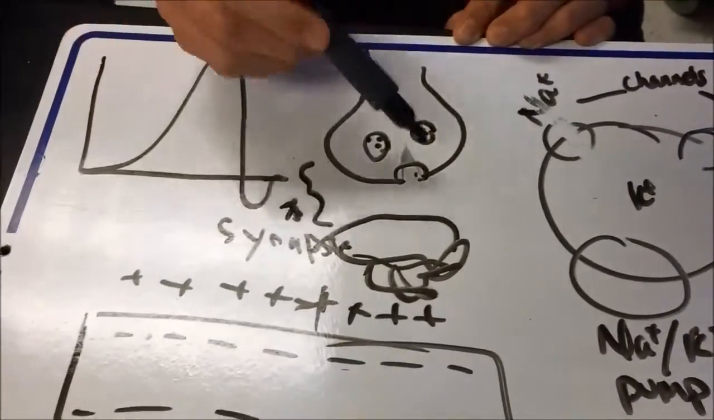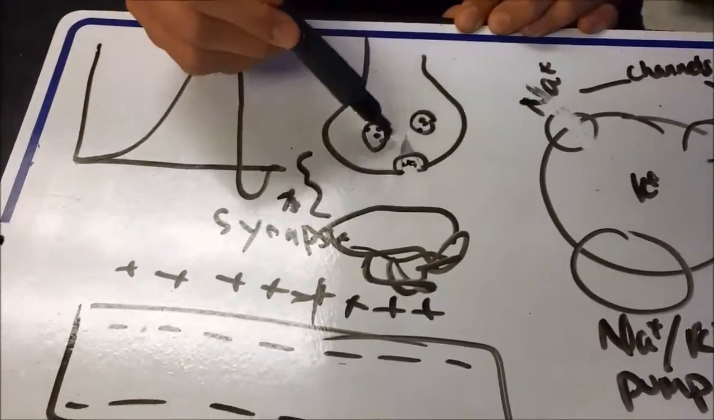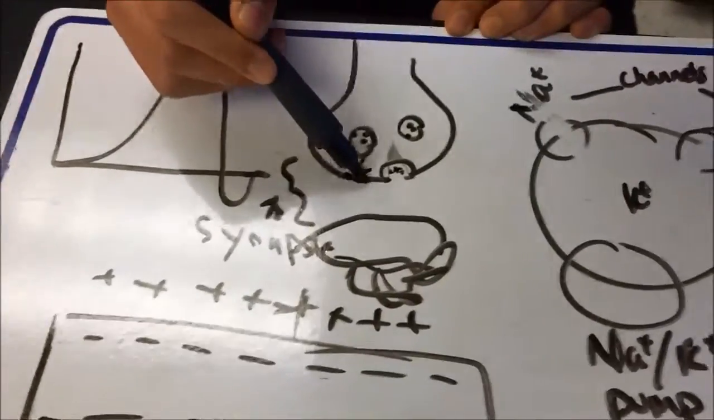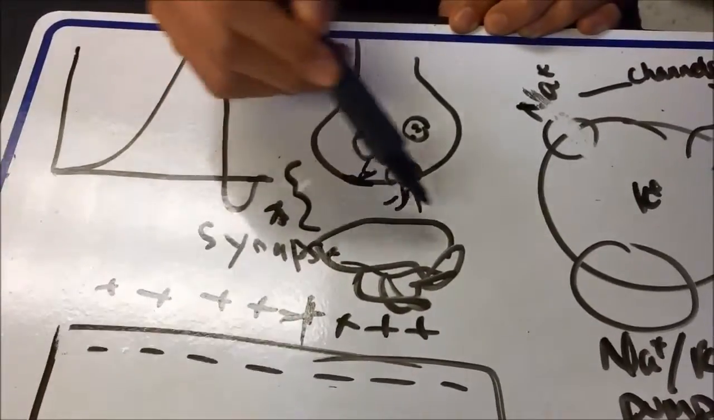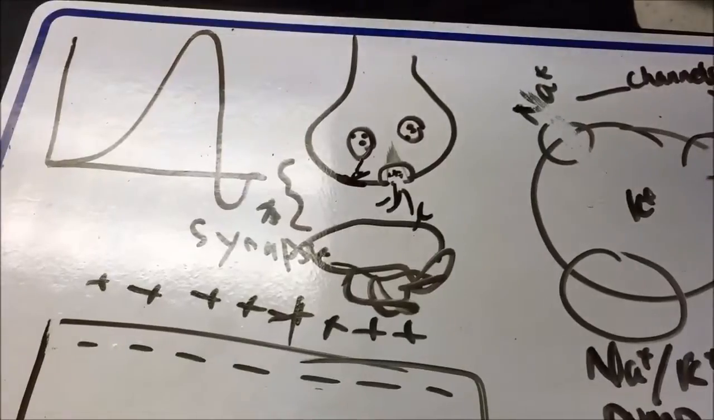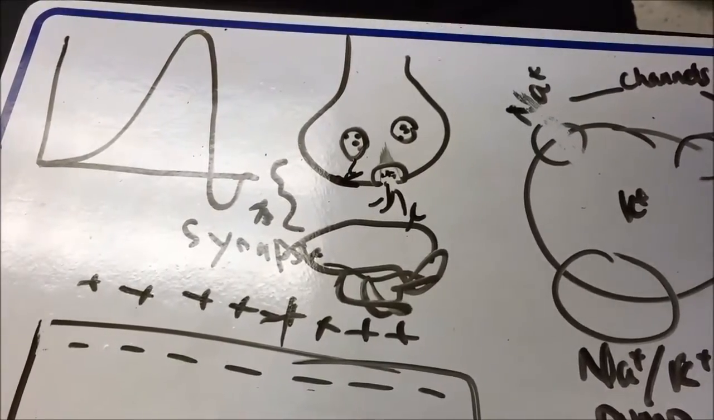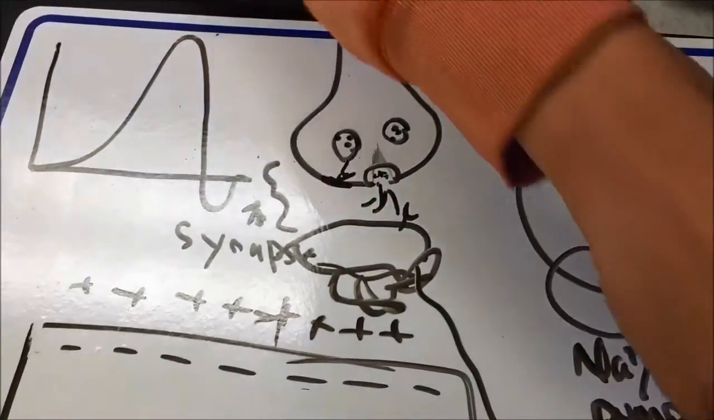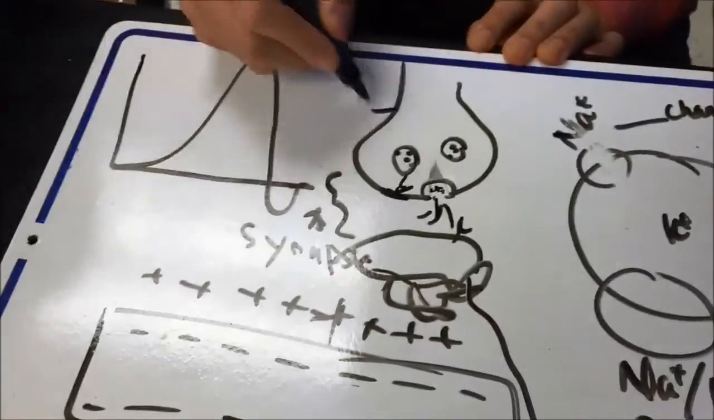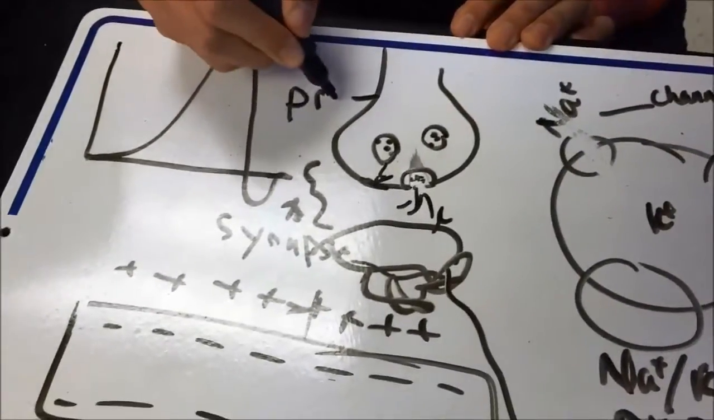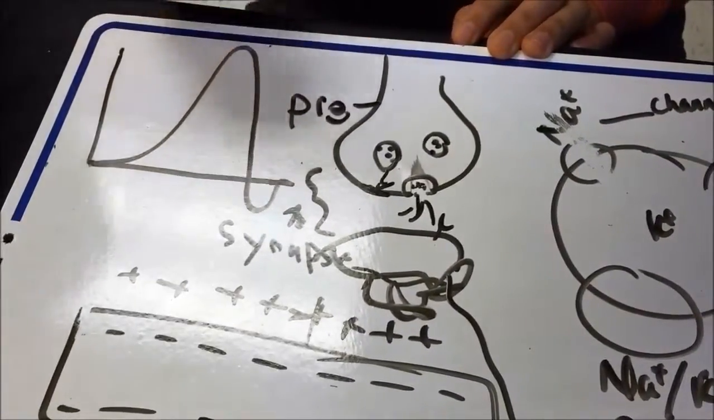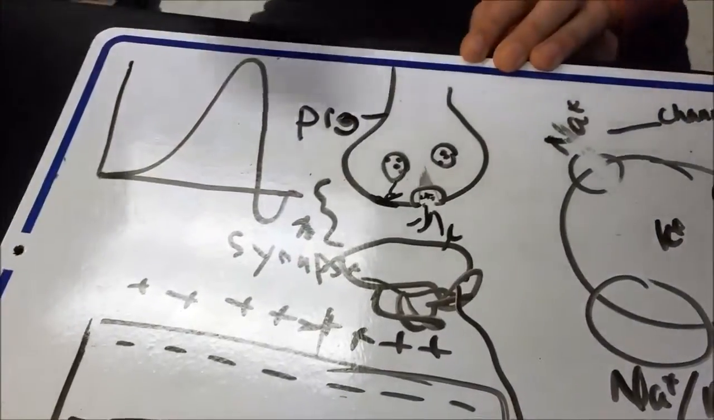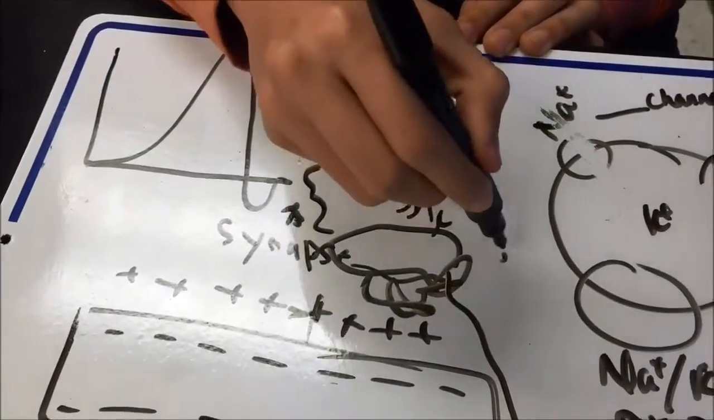This is the synapse, and then these neurotransmitters move over here to bind with the membrane, and then they release the neurotransmitters, which bind to receptors on the postsynaptic cell, which starts another action potential down the cell later. This is a presynaptic cell. And this is post.